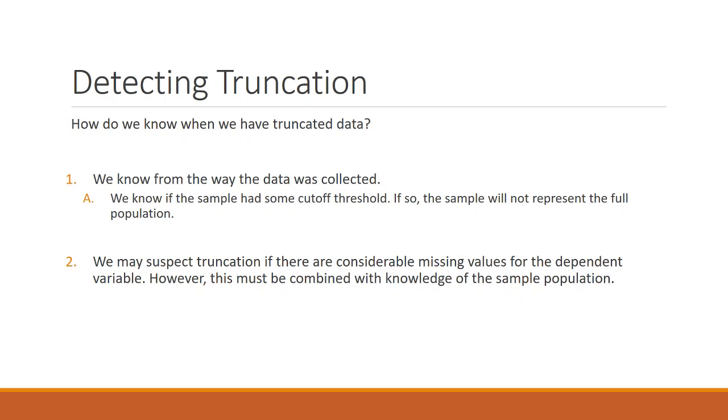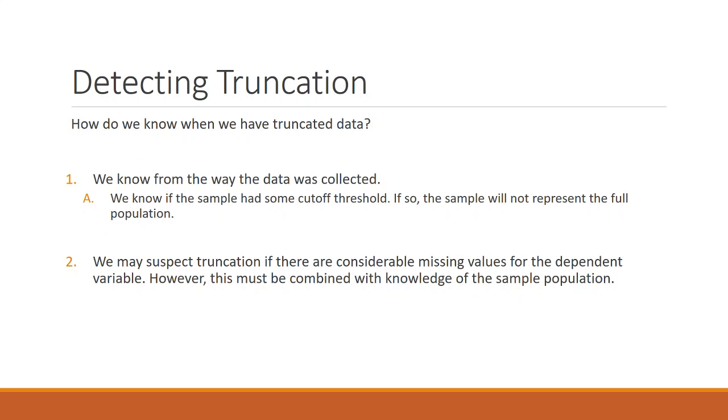There might be some threshold. We might say that the data was only collected on people that had incomes below a certain amount, or it was only collected on people that had some characteristic. All right, so if that's the case, then we will have truncation. And so if we know that our sample had some cutoff threshold, then we can know that our sample does not represent the full population. Now, that's the primary means. It's just knowing how the data was collected.